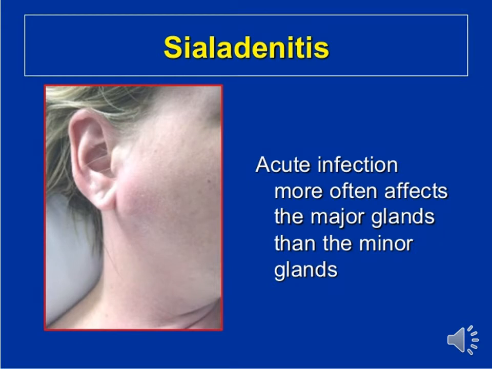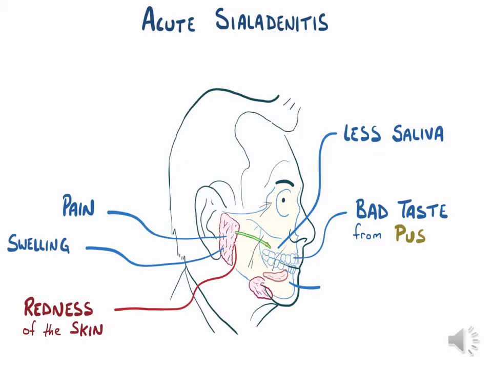The infection of the salivary gland is called adenitis. It can be acute or chronic. The acute infection more often affects the major glands than the minor glands. Acute adenitis has its signs and symptoms: severe pain, swelling, redness of the skin, bad taste from pus, and less salivary secretion.